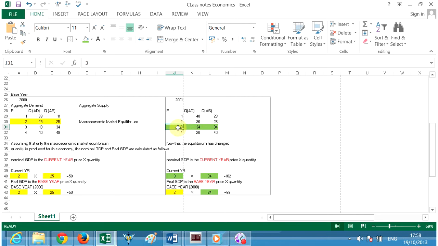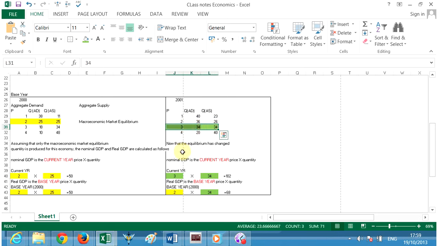Now, the reason the price changed from 2 to 3 is that in 2000, the sum of the individual demand curves defined the market equilibrium at the price of 2 and quantity 25. But 2001 is a different year, so the equilibrium can change or it can stay the same. In this case, the equilibrium changed, and the price is 3 and the quantity is 34. You can see it here on the equilibrium.